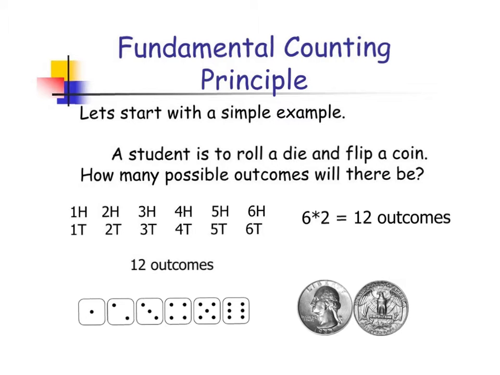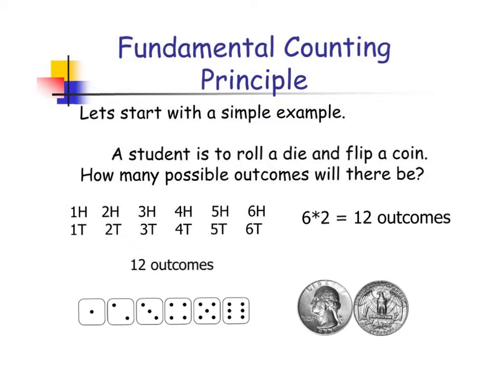This video reviews the fundamental counting principle and also goes over the probability review in Canvas. The fundamental counting principle helps us to figure out the total number of outcomes in a probability experiment. So here's an example. A student is to roll a die, a number cube, and flip a coin. How many possible outcomes will there be?